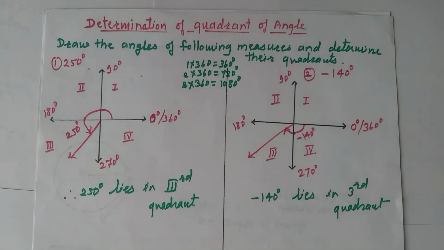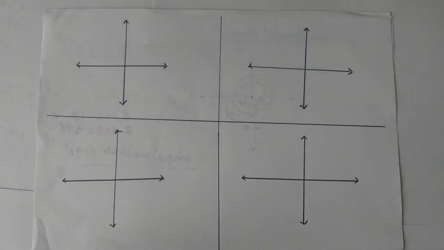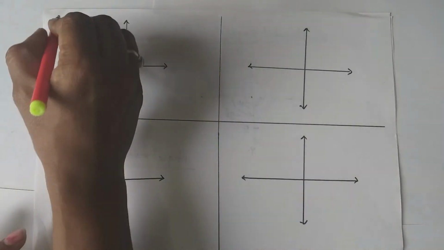Minus 140 degrees lies in the third quadrant. In this way, we will see some more examples. Let's see the next example. Suppose in the next example, an angle of 420 degrees is given.